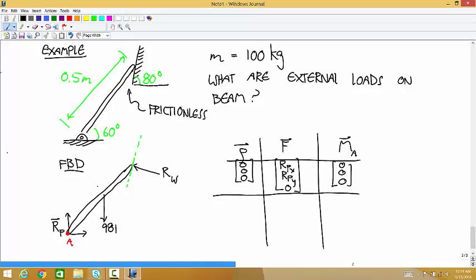Okay, next I think I'll go all the way to the wall. So the rho vector that we want is from A to the point where the force is applied. How are you going to calculate that vector? 0.5 cosine, sine of 60. Yep, 0.5 times cosine and sine of 60. So that is 0.25, 0.4330.